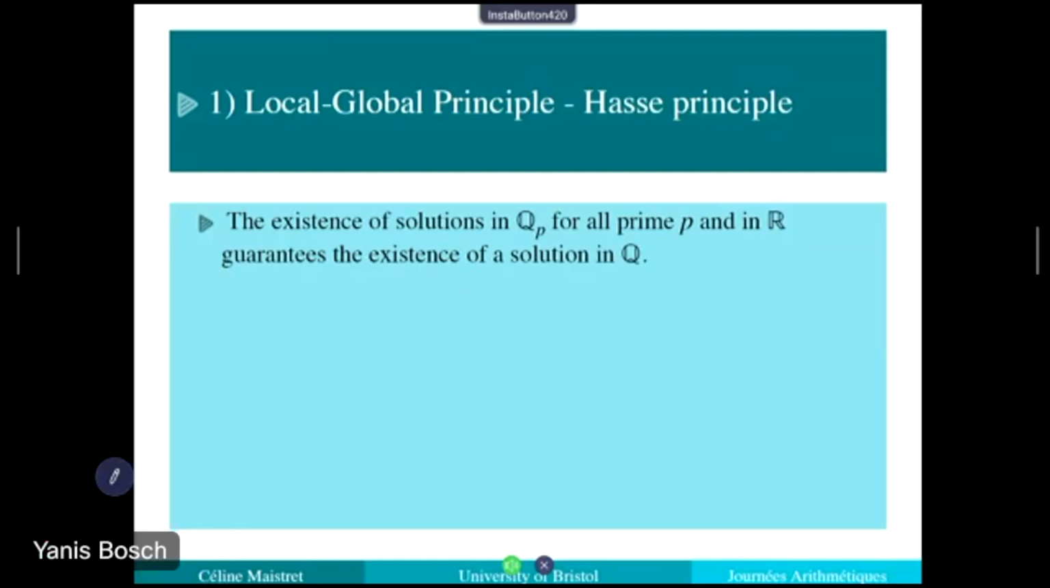If it is the case, then we say that it satisfies the local-global principle, or the Hasse principle, which is the best case scenario, because we do know how to prove, for example, that an equation has points over Q_p for all primes and R. So if we could use this, then that would give us a solution over Q. So what type of curves satisfy these properties?